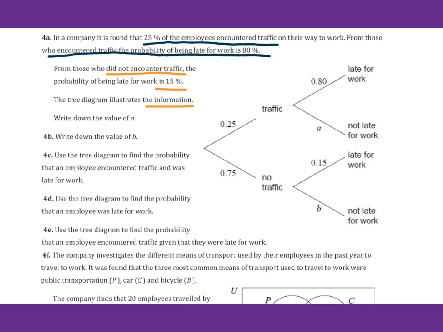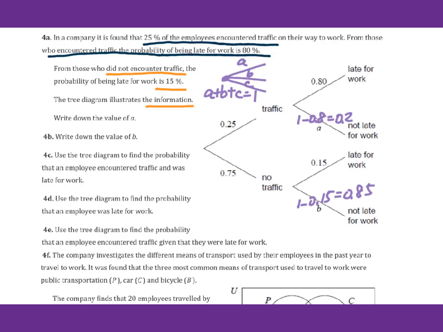As we know, for any tree diagram, no matter how many branches you have, if I put A, B, C, you add A, B, C equals 1. Therefore, A will be 1 minus 0.8, you will get 0.2. For B, 1 minus 0.15, you will get 0.85.